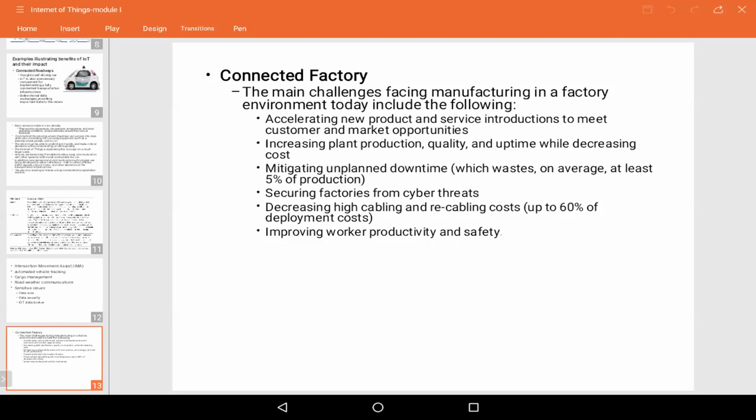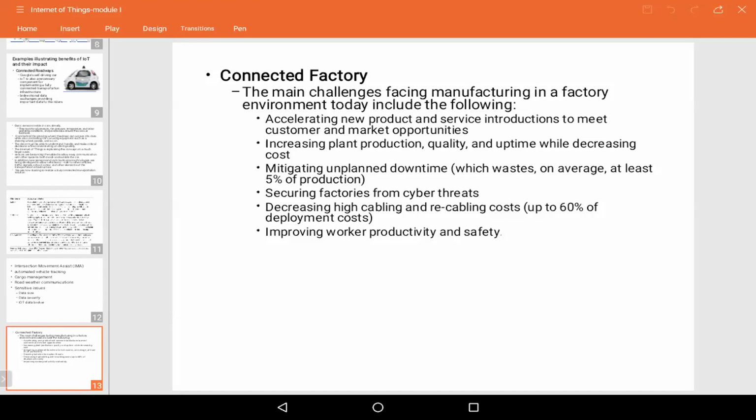The next one is securing the factories from cyber threats. Obviously, if you are getting connected with sensors and information is exchanged between them, you have to be really careful about cyber threats. And decrease the high cabling and recabling costs. You know what high cabling and recabling is. The next one is to improve the workers' productivity and safety. So when connected factories came into existence, they took these as major challenges. Make sure that all these points are covered so that when your factories are IoT enabled, all these factors are considered. Got it, people?